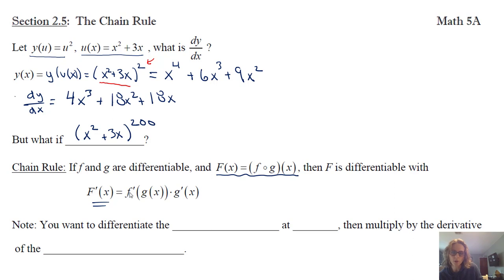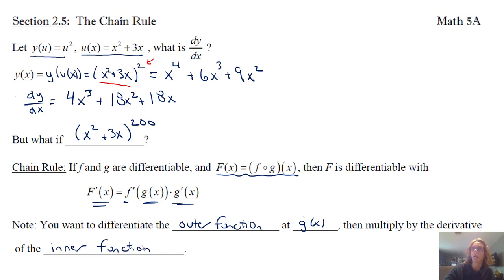It says you take the derivative of the outer function and you keep the inner function inside of it, and you multiply that by the derivative of the inner function. So that's what I have here in this note. So you want to differentiate the outer function, and that's just at g of x, that stays the same, then multiply by the derivative of whatever that inner function is. That's the idea. And of course we're going to practice this now.